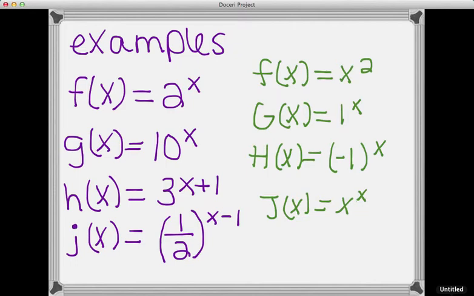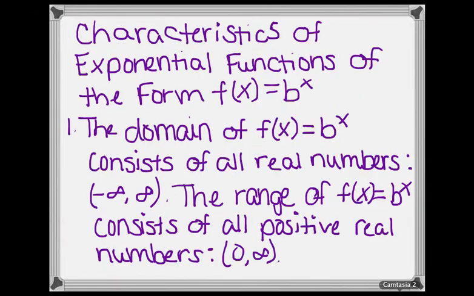Okay, h of x is equal to negative 1 to the x power. It is also not an exponential function. Why? Because the base is a negative number. And the last one, j of x is equal to x to the x power. It is not an exponential function because the base is not a positive constant.